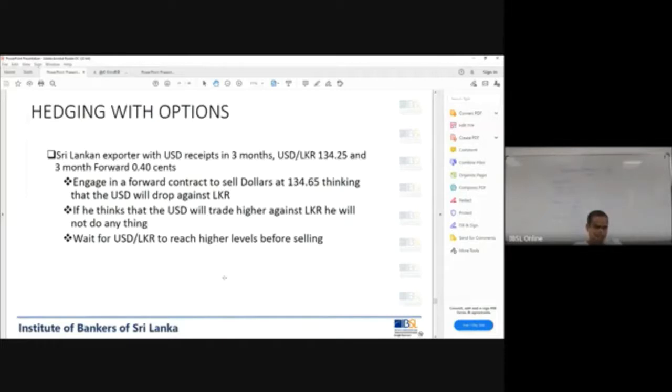The Sri Lankan exporter has dollar receipts in 3 months, so he needs to sell the dollars eventually, meaning he has to buy an option which gives him the right to sell. So he has to go long a put option on the dollar. He can engage in a forward contract to sell dollars at 134.65, thinking the dollar will drop against the rupee. If he thinks that the dollar will trade high against the rupee, he doesn't have to do anything. All he has to do is wait for it to go up and sell.